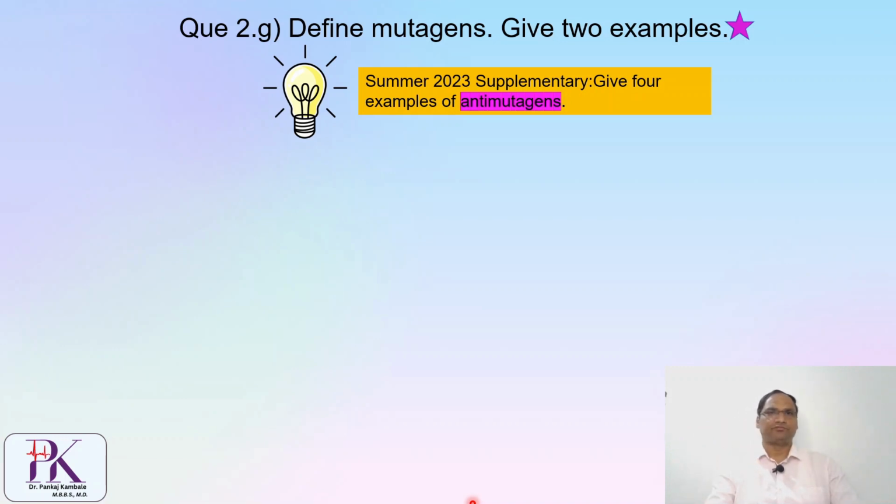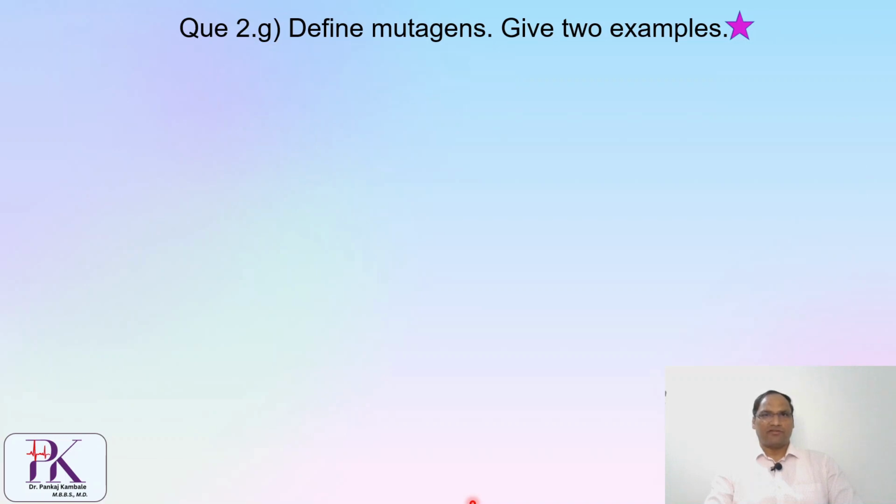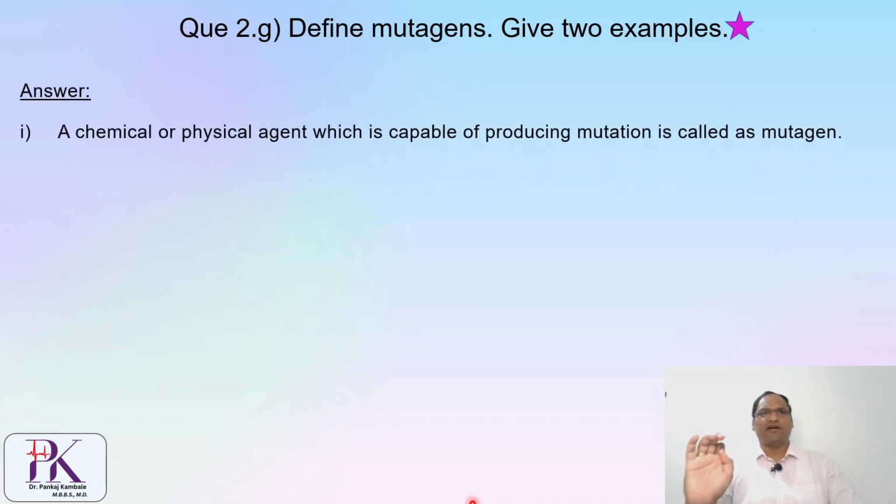So what is a mutagen? What is the definition of mutagens? Any physical or chemical agent which is capable of producing mutation. Very easy definition: 1 mark for the definition, 1 mark for writing 2 examples. So for 1 mark, any physical or chemical agent which has the capacity to produce mutation is called a mutagen.